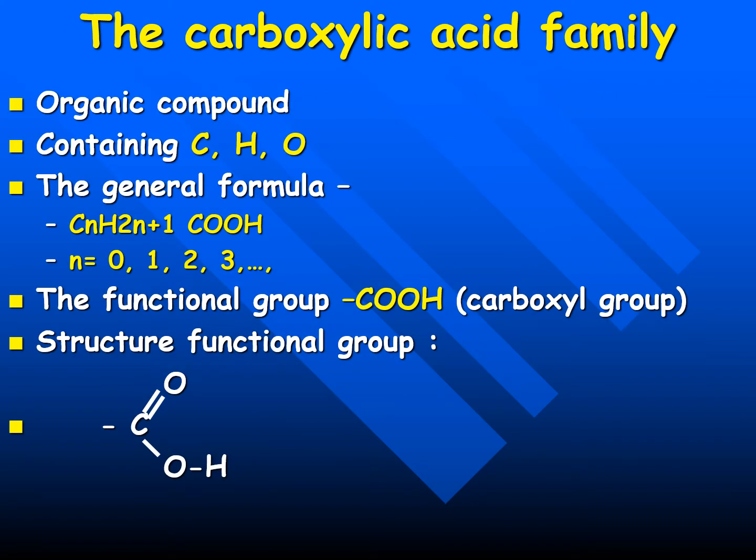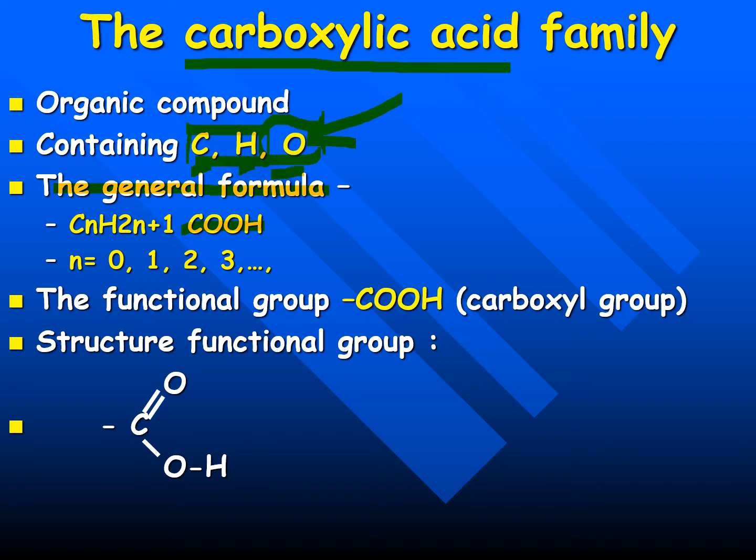The carboxylic acid family. Okay, carboxylic acid. It is an organic compound containing carbon, hydrogen, and oxygen. Meaning it has another element which is oxygen. Previously, alkane and alkene we have only carbon and hydrogen, but for carboxylic acid we start having oxygen as one of their component. Okay, the general formula for carboxylic acid, we have CnH2n+1COOH.